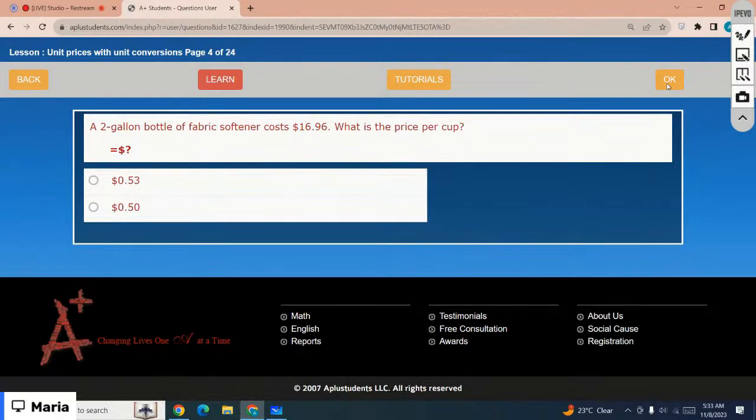Now you can do this one on your own, right? A 2-gallon bottle of fabric softener costs $16.96. What is the price per cup? So first convert from gallons to cups. 1 gallon equals 16 cups. So 2 gallons equal 2 times 16, that is 32. So you have to divide 16.96 by 32. So which is the correct option? Very good. The correct option is $0.53.